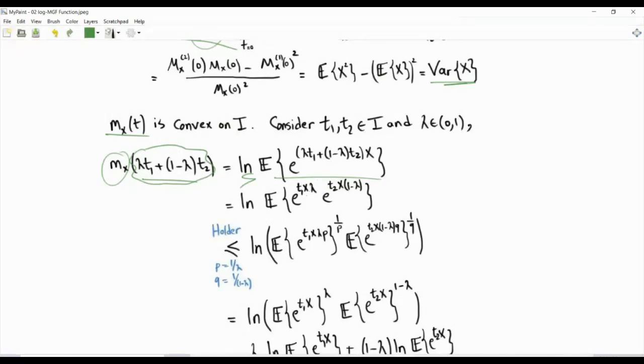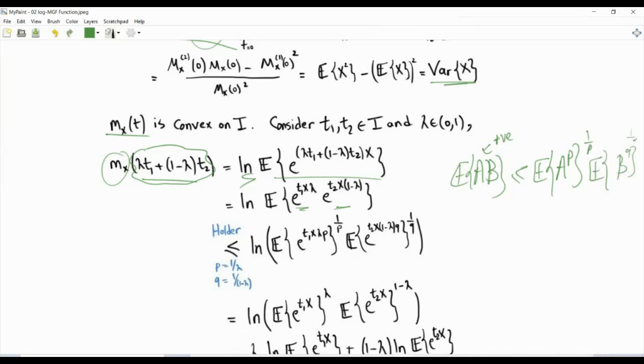Okay, so now separate this exponential into e to the t1 X lambda, e to the t2 X times 1 minus lambda. Okay, so we have the product of two positive quantities. So if a and b are positive, Holder's inequality tells you that this expectation is upper bounded by the expectation of a to the p, to the power 1 over p, times the expectation of b to the q, to the power 1 over q. p and q are not arbitrary. We have 1 over p plus 1 over q equal to unity, equal to 1.